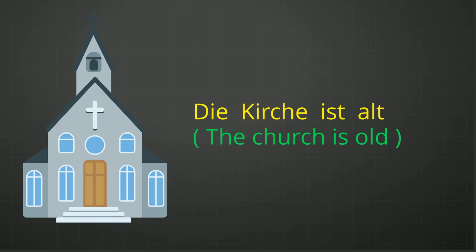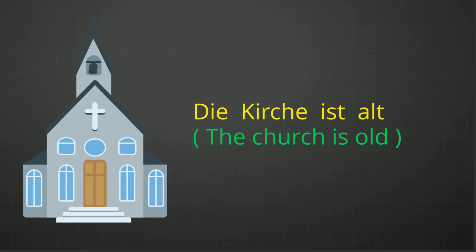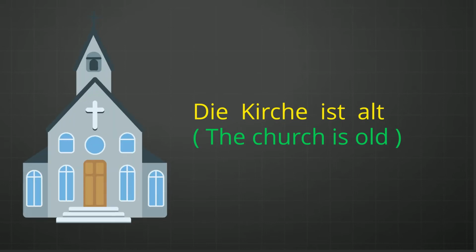Die Kirche ist alt. Church is old. So ask the question with what? So what is old? The church. That is the subject. So Kirche is a feminine noun. That is why the nominative article used is die. Die Kirche is the subject in the sentence.